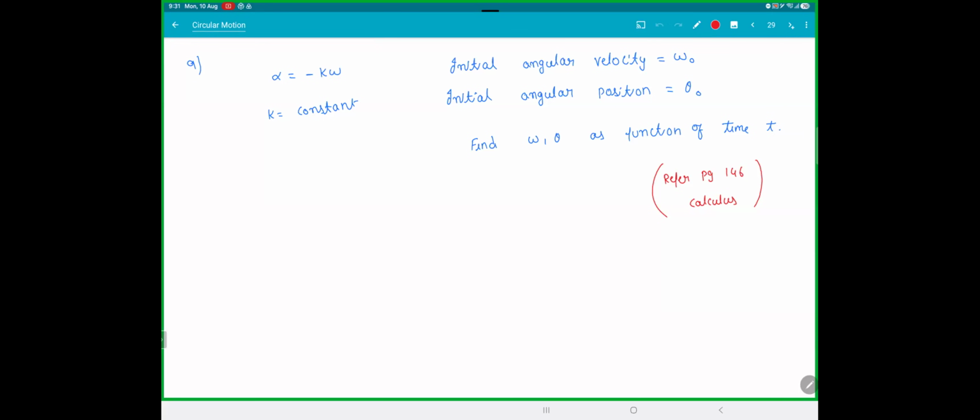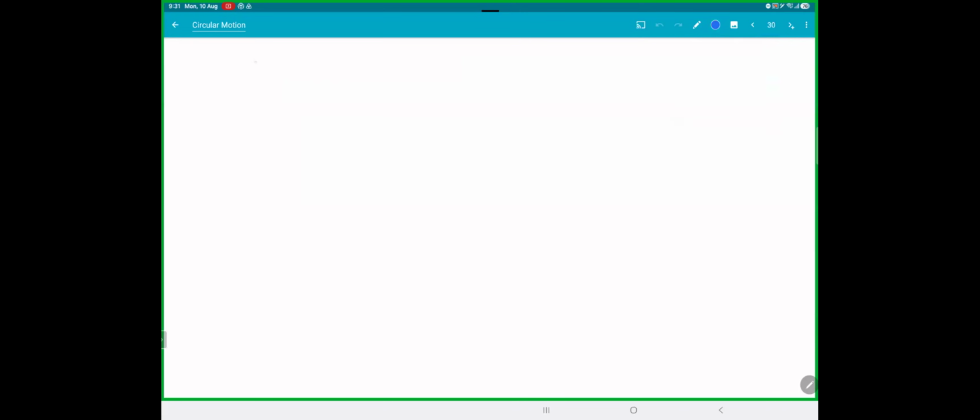Let's just brute force there. So we have alpha is equal to minus k omega. Alpha is d omega by dt. Bring your omega this side. Integral limits 0 to time, and initial velocity was omega naught to omega. This will be ln omega by omega naught. I'm skipping steps here. Is equal to minus kt. Then you know what to do here. Send that exponential there. You'll get omega naught into e power minus kt.